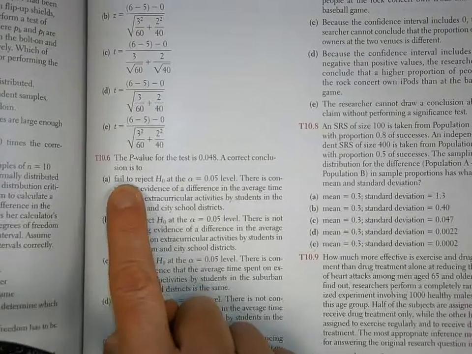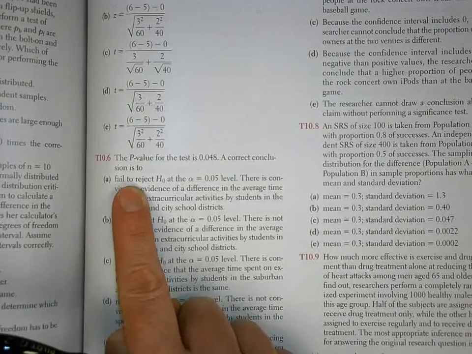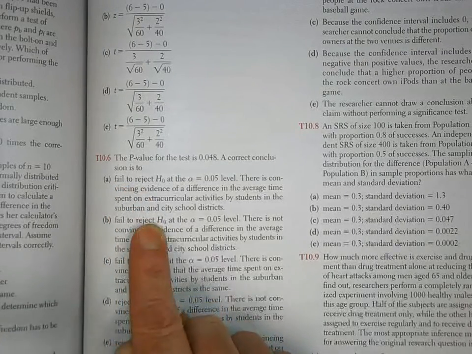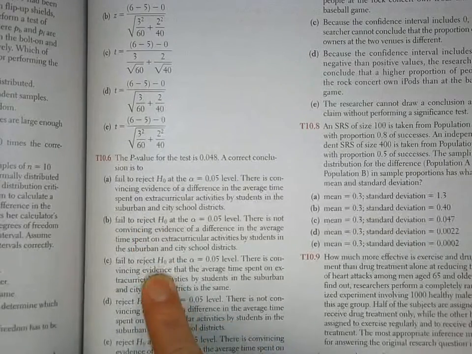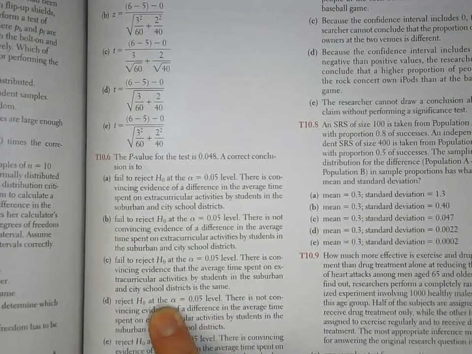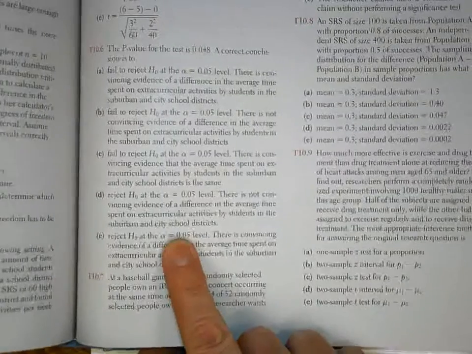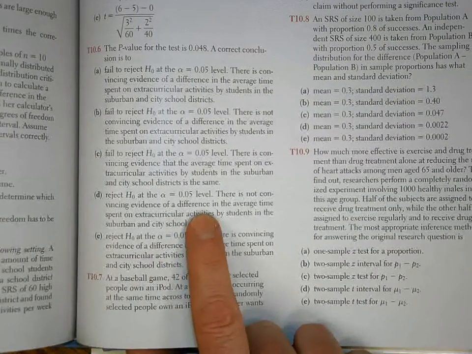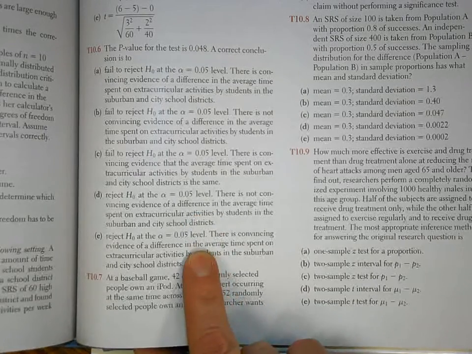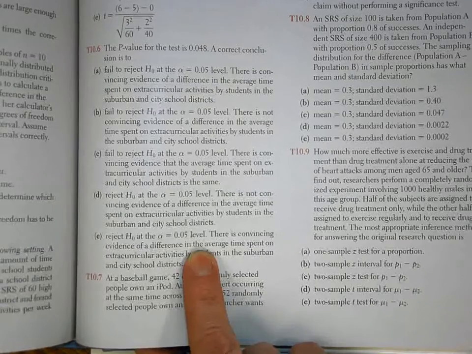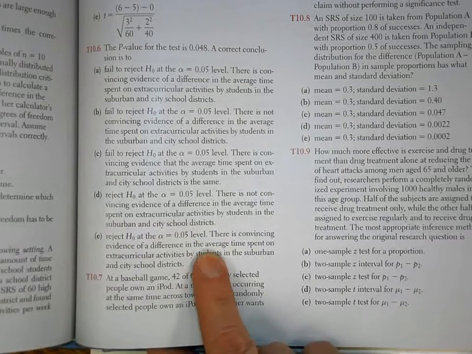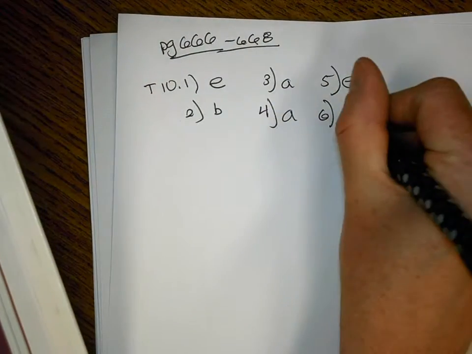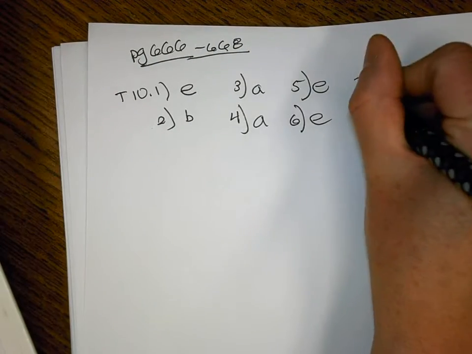Oh, it said fail to reject. I can't even read right now. Okay, sorry. A would be wrong. B also says fail to reject. C says fail to reject. So we're down to D and E. D says there is not convincing evidence. Well, if you reject, then there is convincing evidence of a difference. So E says reject, there is convincing evidence. Hey, that one sounds right. Check your answer. Yep, that one's right. 6 is E.